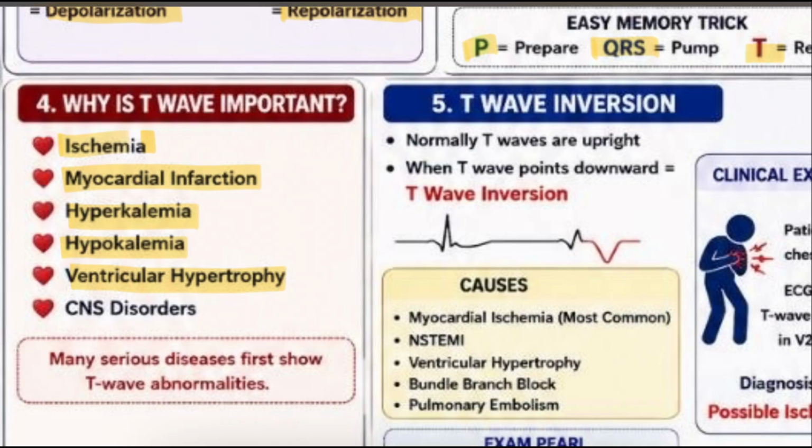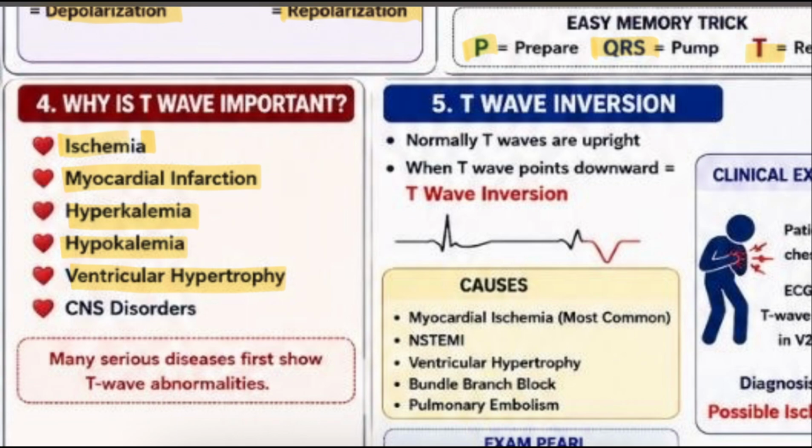T wave inversion is one of the most important ECG findings. Normally, the T wave should be upright. When the T wave points downwards, it's called T wave inversion. You can see here, this is the T wave. If it's going down, we call that T wave inversion.